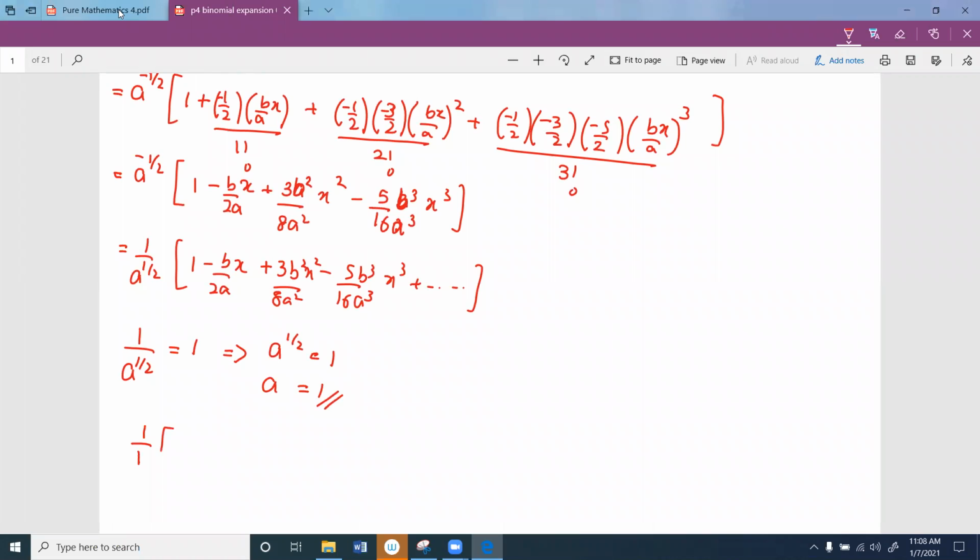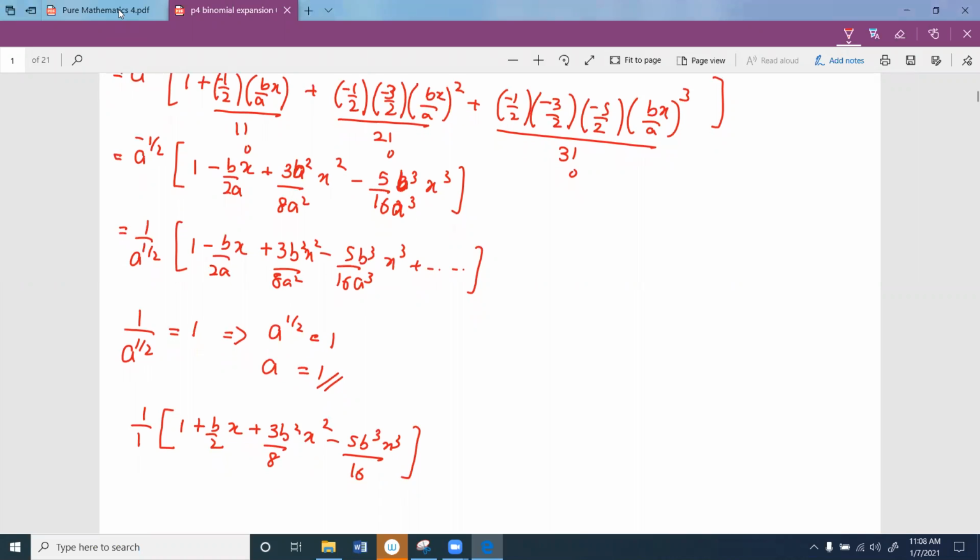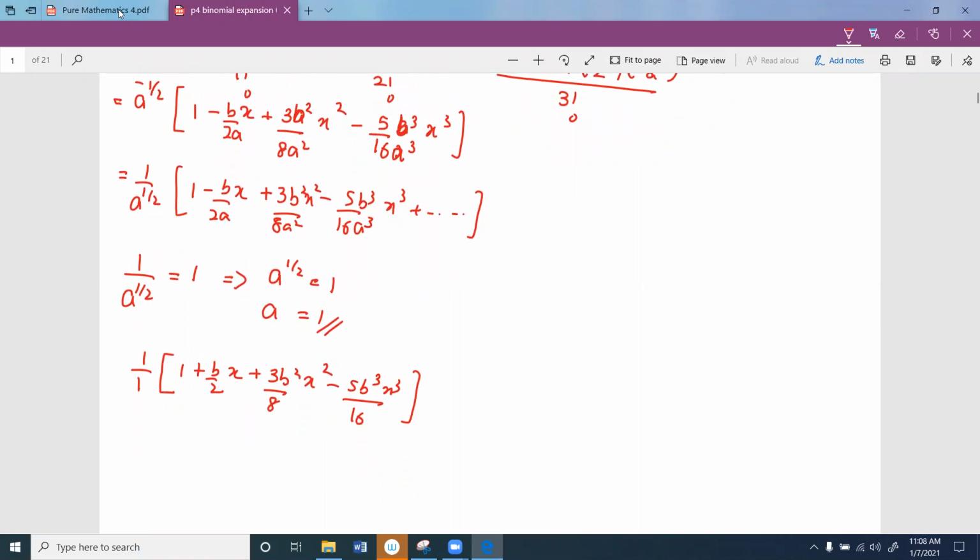If I just do this, 1 plus b over 2x plus 3b squared over 8 x squared minus 5b cube x cube over 16. Now you know that a is equal to 1, therefore this is reduced into this. Then if you equate the coefficient of x, this is b over 2, because if you equate the constant terms, you get this answer. So you can get the x terms.